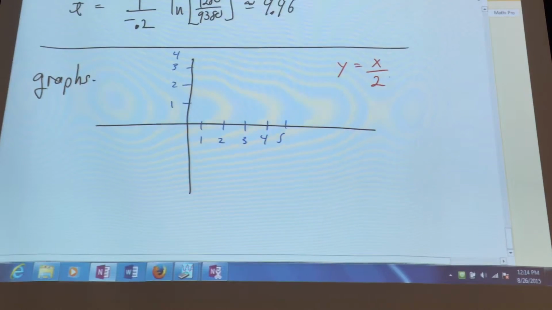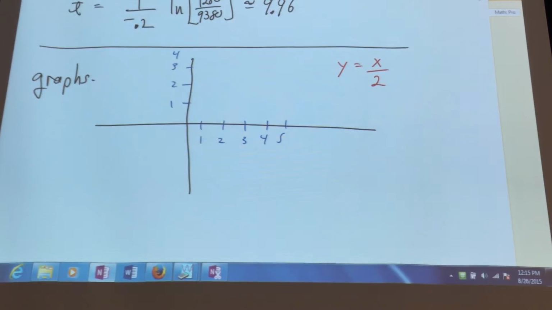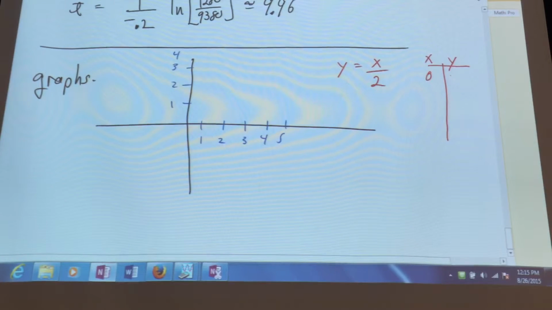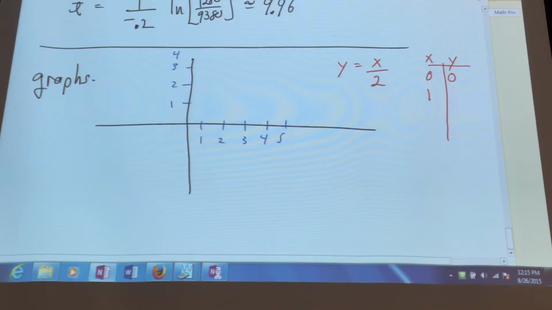If you were asked to make a graph of y equals x over 2 and plot it, how do you start graphing things like that? Yeah, just pick points and make a table of points. Your most basic concept of graphing is to make a table of points. When x is 0, y is 0. When x is 1, y is 1/2. And when x is 2, y is equal to 1. And then you plot the points.